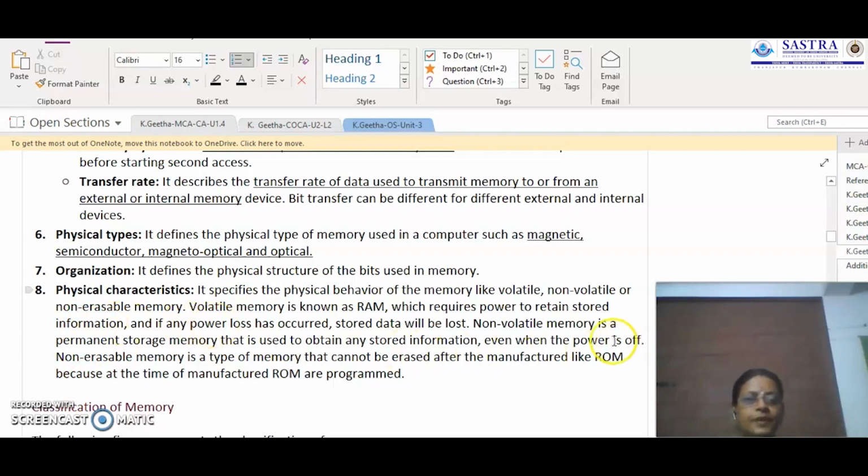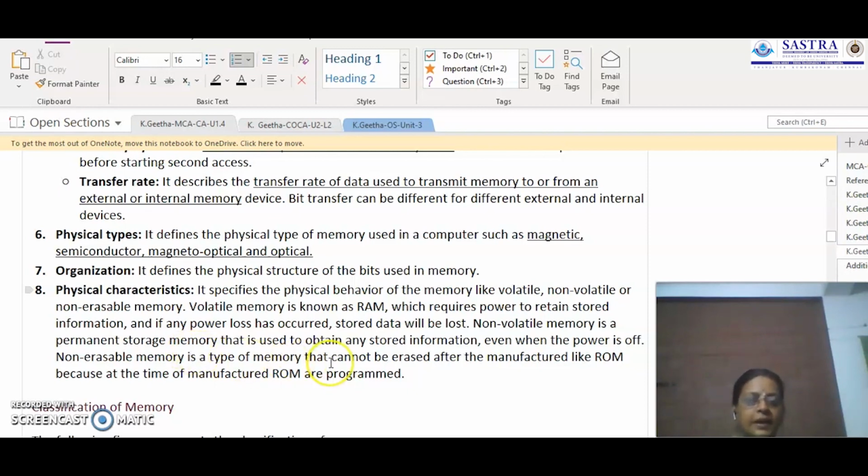Always, permanent memory will come under the category non-volatile. It is a permanent storage memory, and this permanent storage is applicable only for the secondary levels of memory, the secondary storage devices. All the main memory and the cache memory have their content only in a temporary manner.